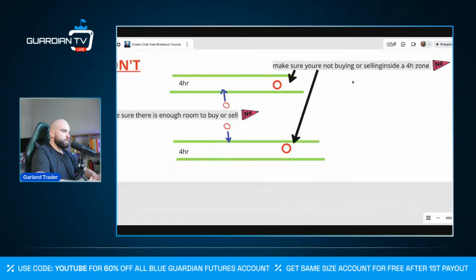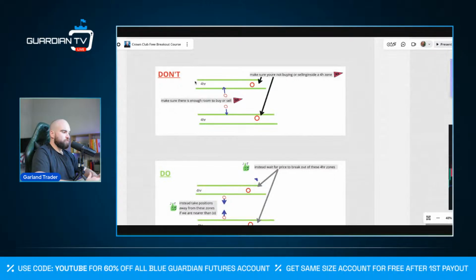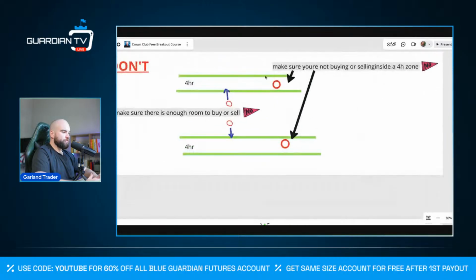So you need to make sure that you're not buying or selling inside of a 4-hour zone. So if you've got your zone drawn up here and you're currently within the zone, you want to be waiting for price to break back into the range or break out of the range, okay? Then if you're within the range or outside of this range here, you're going to want to make sure there is enough room to buy or sell.